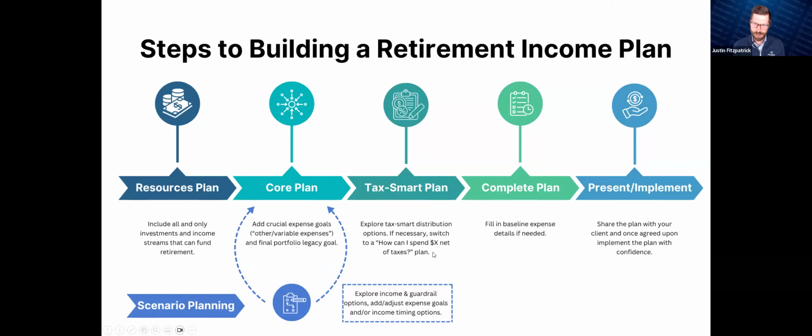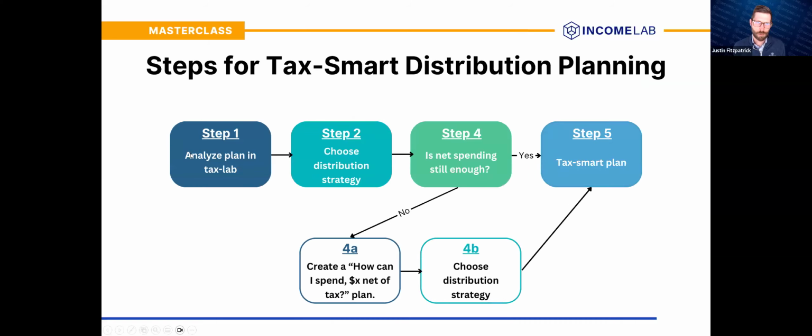And now you're moving into tax smart distribution planning, and you're asking, okay, given that my plan has distributions in it, how should I phase them? How should I order them? And should I do Roth conversions? So all you do is you grab the plan, you go to the tax lab, and the analysis happens for you.